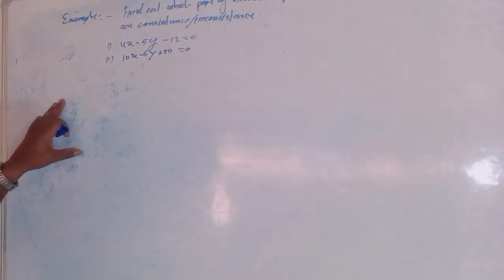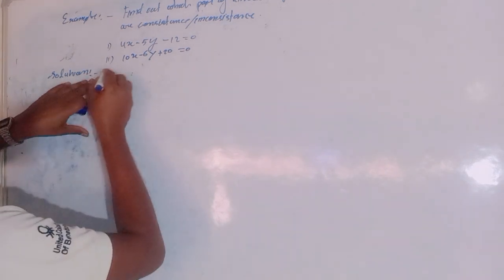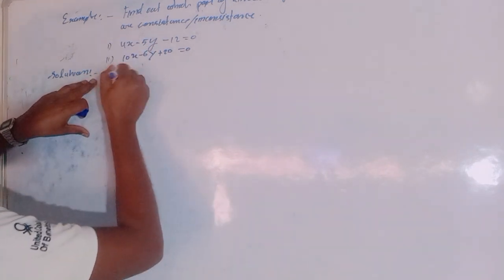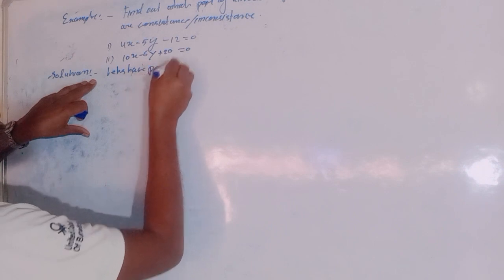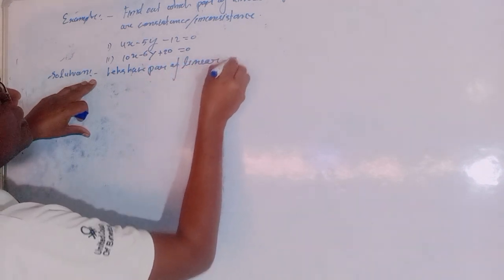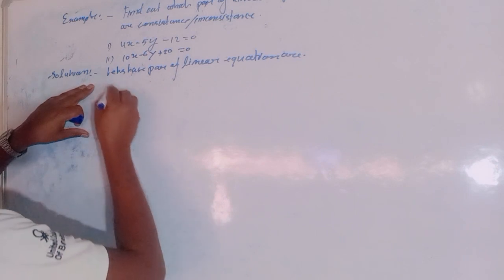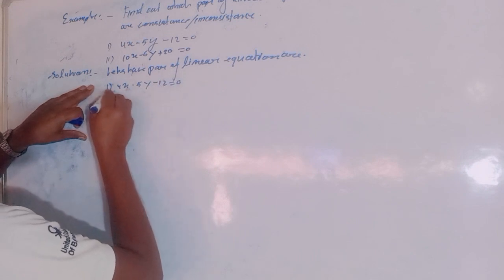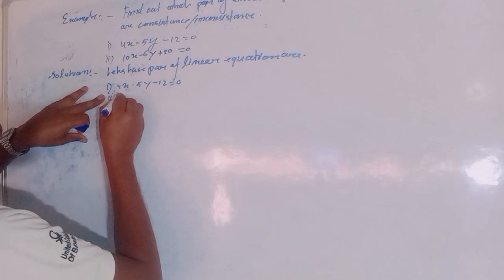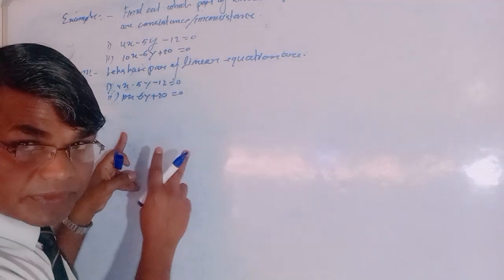Okay, so first let's start. Solution: the pair of linear equations is given here in the question. The pair of linear equations are: first, 4x minus 5y minus 12 is equal to 0, and the second is 10x minus 6y plus 20 is equal to 0.